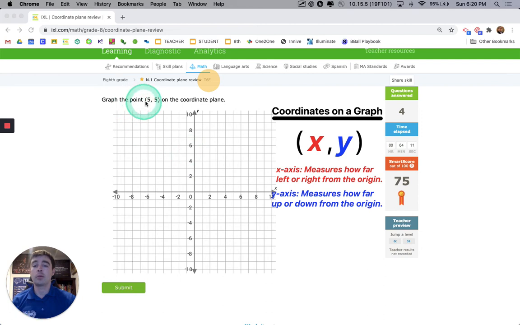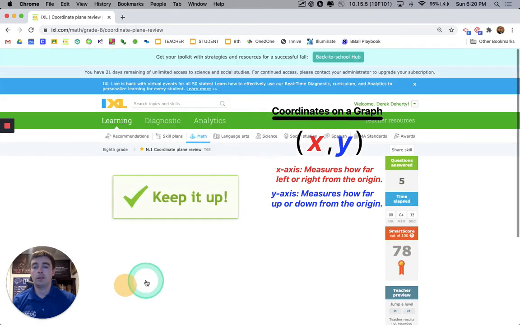Here they say graph the point 5 and 5 on the coordinate plane. So just understand, as always, that anytime they give us this, x is the first number, and then y is the second number. So I'm going to go ahead and find 5 to the right and 5 units up, and I'll go ahead and click right here. Go ahead and hit submit.